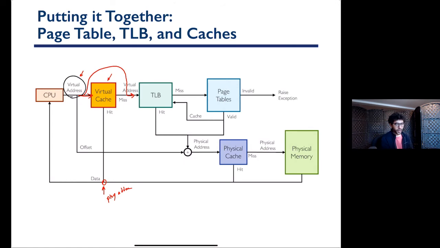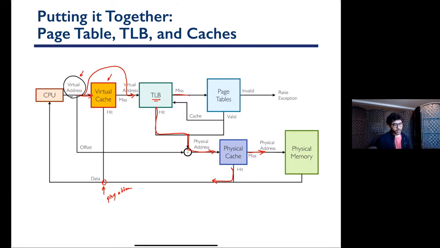Now, if you don't find it in your virtual cache, you're going to go to your TLB first to see if the address translation is in the TLB. If it is, then you get your address and then you go to your caches to see if the data is in your cache. If the data is in your cache, you're good. If not, you go to memory or another level of cache. Now, so far, the operating system has nothing to do with any of this. Everything is being done by hardware.